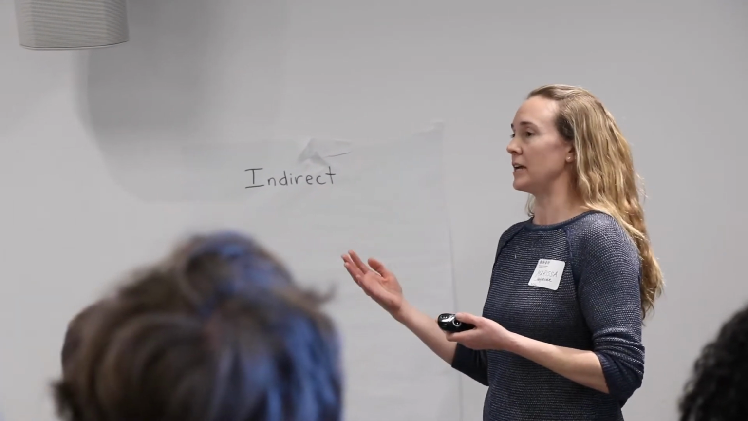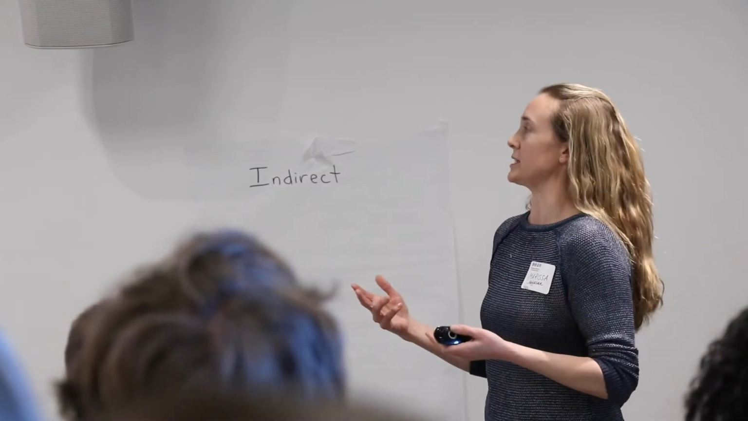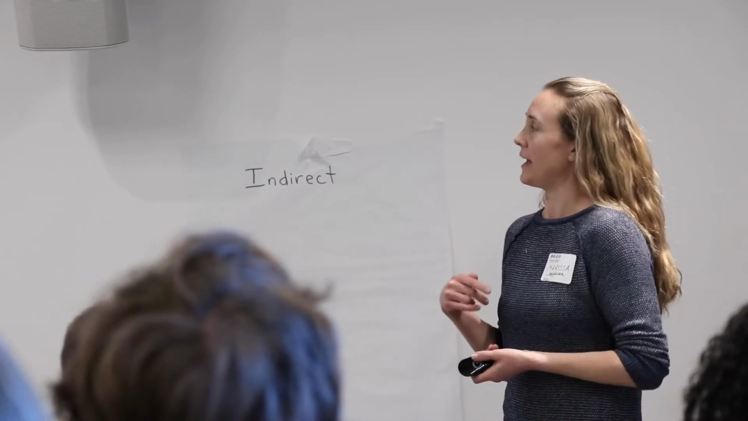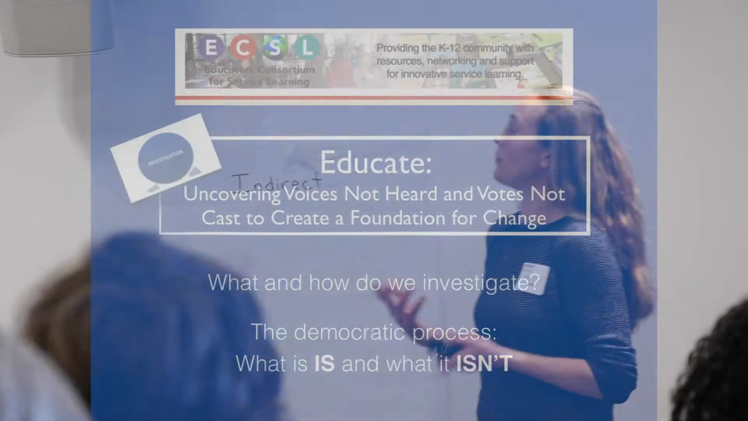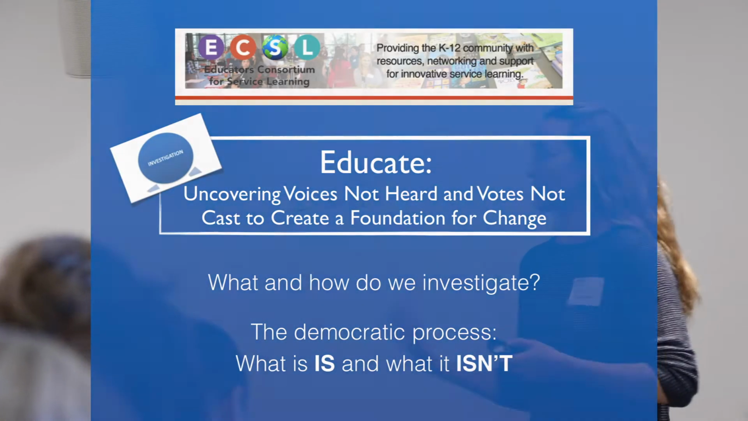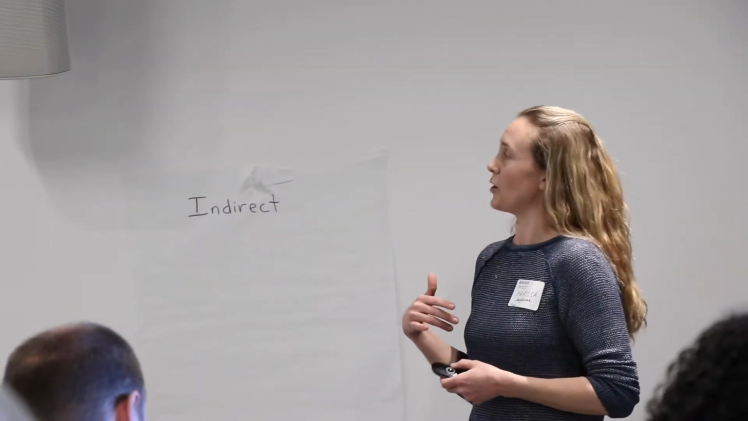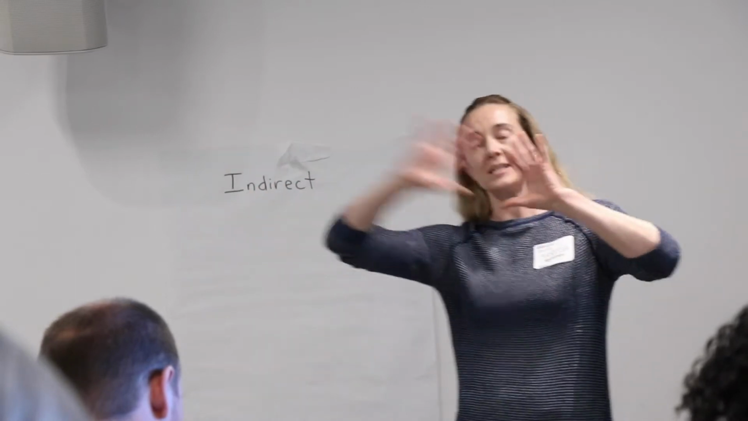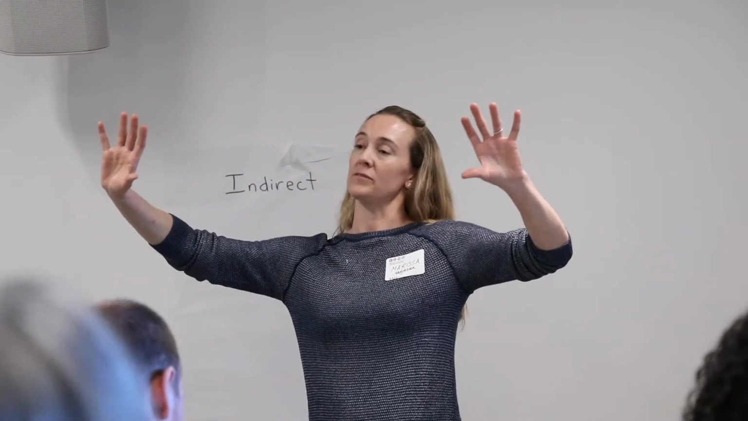How do we help youth engage with all of the voices that may or may not be heard? Who is marginalized in the democratic process? And so now we can talk about how we're going to investigate that. We're going to look at what the democratic process is and what the democratic process isn't. We're going to do that by first considering, when we go back to the timeline panel, the lens of diversity and who's being heard and not heard.